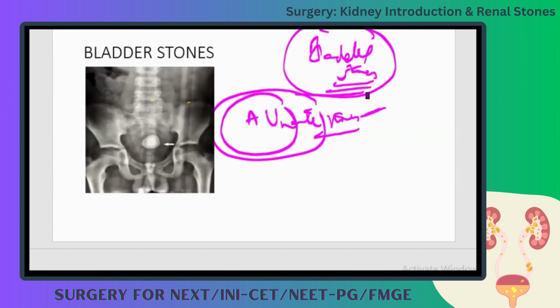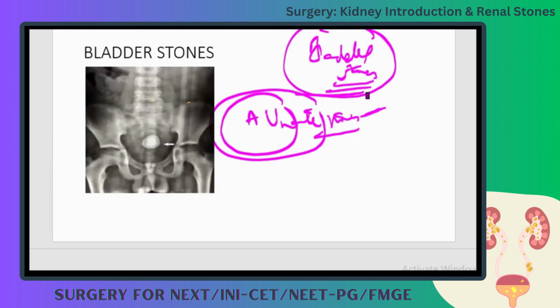Calcium phosphate is most common in prostate. P for P, prostate. Calcium phosphate is more common in prostate. Calcium oxalate in kidney. Urate is most common in bladder. Can anybody tell me in gallbladder what is the most common stone? Mixed stone. Very good. In gallbladder, mixed stone is the most common thing.